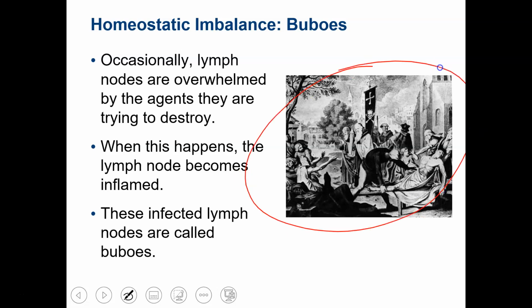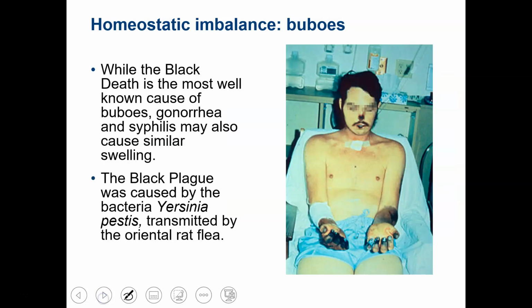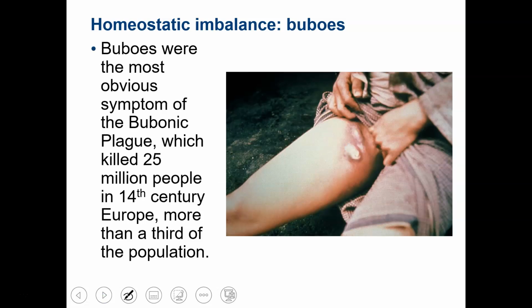And over here, you see this etching. This is of the bubonic plague. Bubonic plague, more appropriately, the plague, killed about 25 million people in 14th century Europe, 1300. It's like a third of the human population. Here you can see those inflamed lymph nodes in the inguinal region.